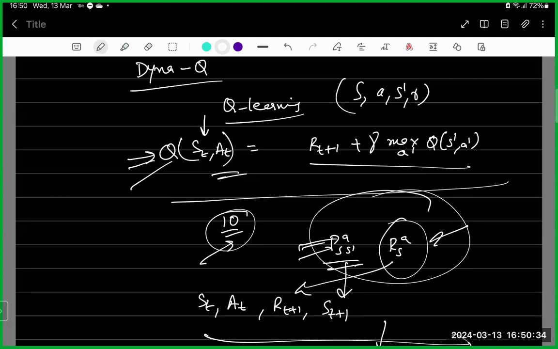You can estimate the probability distribution also, right? If you want, you can estimate the distribution, or you can just estimate the average and always use that average in your Q function update. R of S, A, you just use R of S, A.